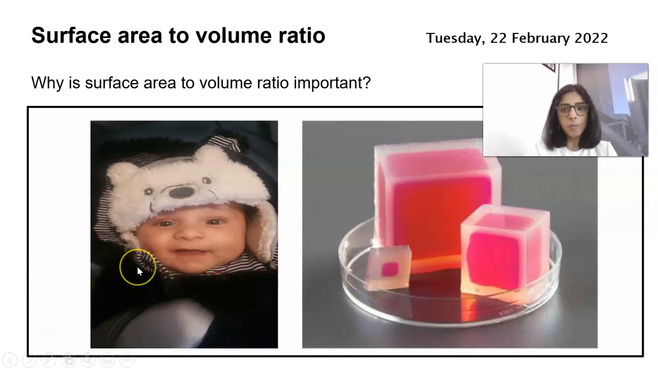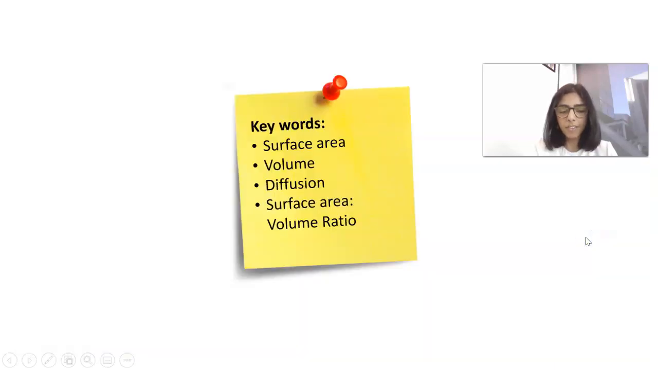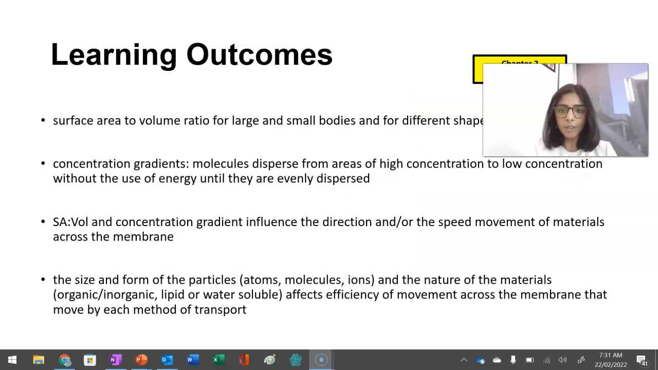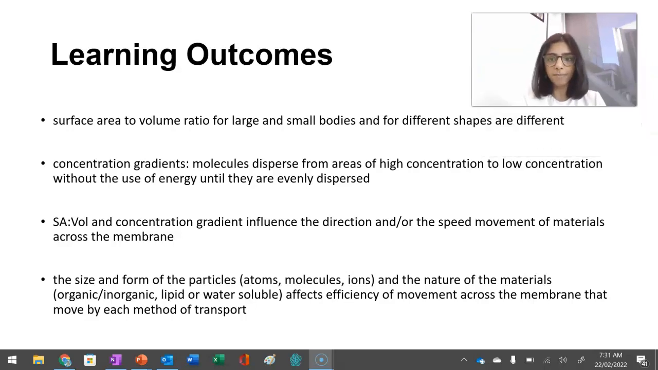In this lesson, we're going to be looking at surface area to volume ratio, and why it's important in human biology and what it means for humans. These are the key words for your lesson today, and these are your learning objectives. Just to let you know, you should be reading pages 41 to 42 of your textbook before you start this lesson.